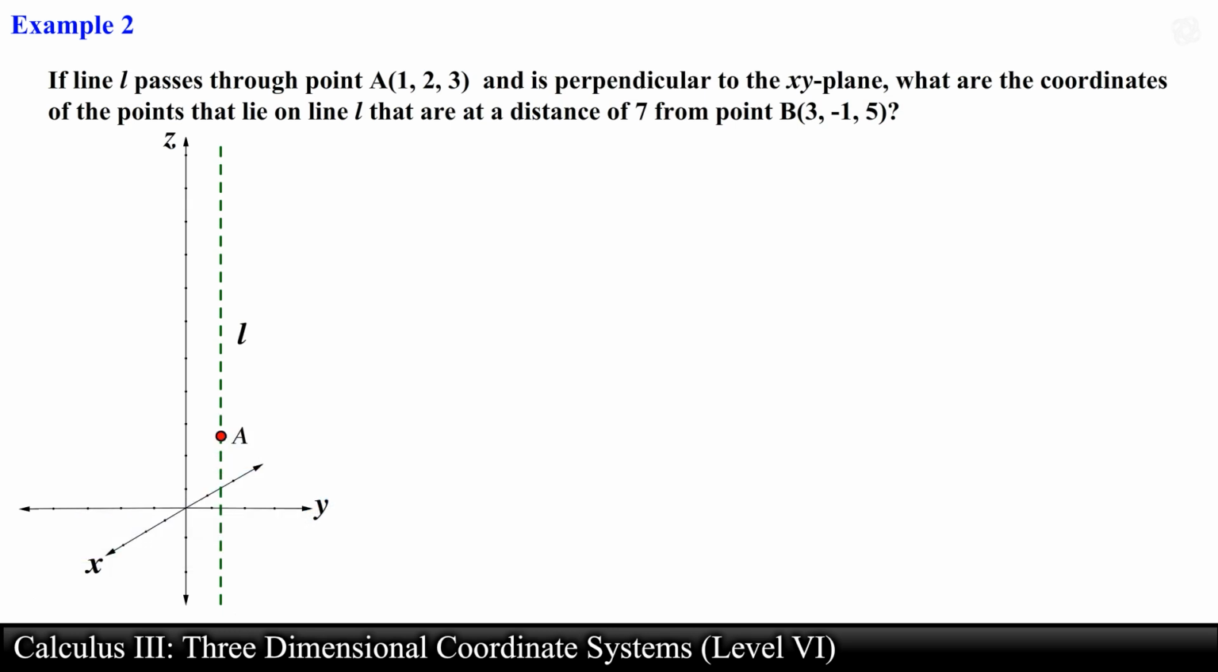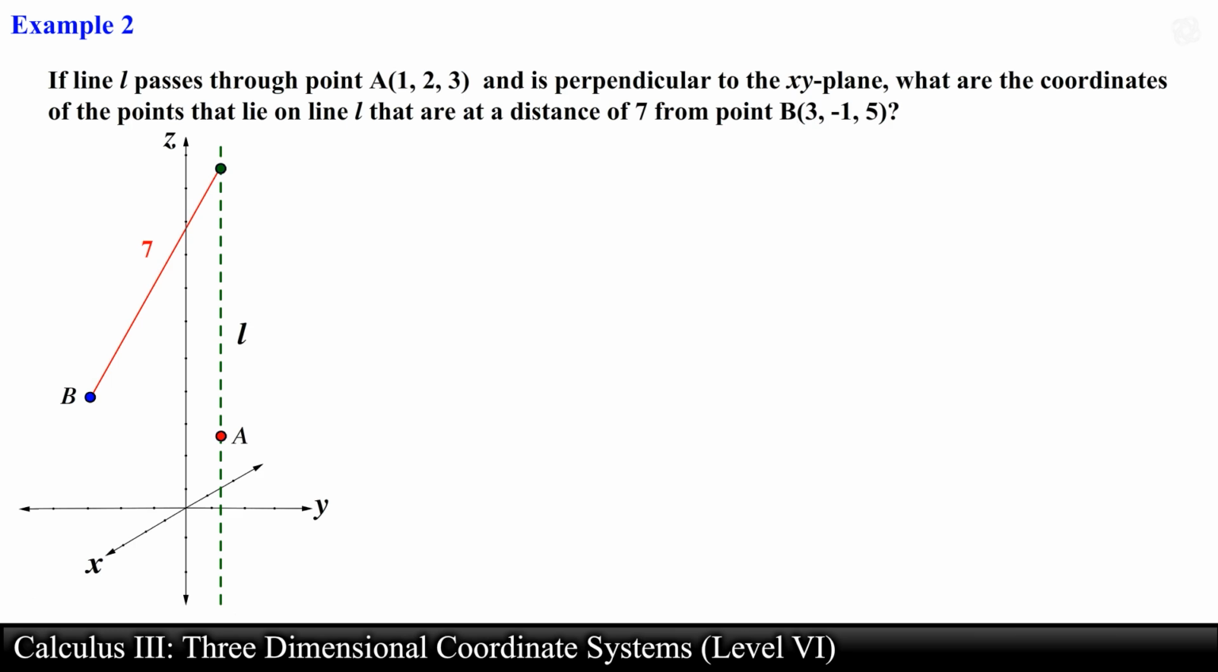This is a visual representation of line L that is perpendicular to the xy plane and passes through point A. The problem is asking us to find the points that lie on this line L that are at a distance of 7 from point B with coordinates 3, -1, and 5. So essentially, we're looking for all the points that lie on this line that are at a distance of 7 from point B.